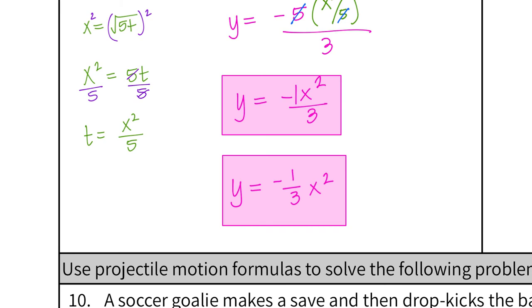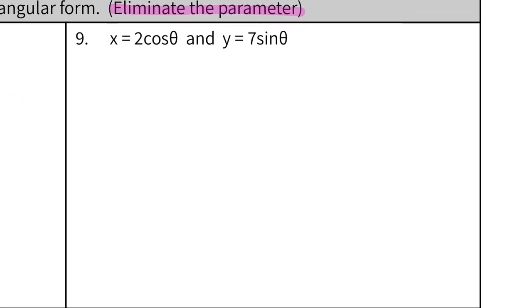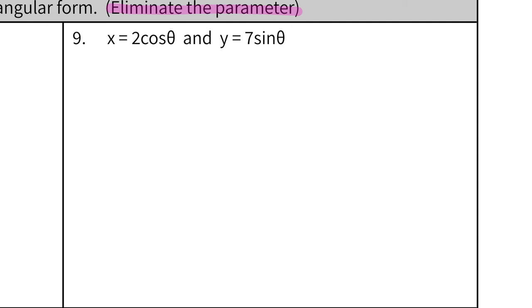Okay, let's look at the one next to it. So this one is a trigonometric one. You can't as easily eliminate the variable like that. We need to eliminate theta here. We're gonna have to use some tricks, specifically our trigonometric identities.